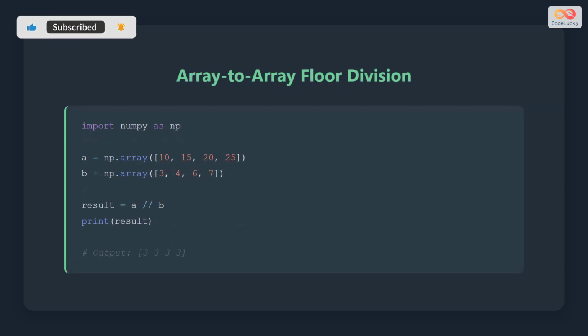Let's see array-to-array floor division in action. We create two arrays. Array A contains 10, 15, 20, and 25, while array B contains 3, 4, 6, and 7. When we perform A // B, NumPy divides corresponding elements. 10 floor divided by 3 gives 3, 15 floor divided by 4 gives 3, 20 floor divided by 6 gives 3, and 25 floor divided by 7 gives 3. The output array is 3, 3, 3, 3.